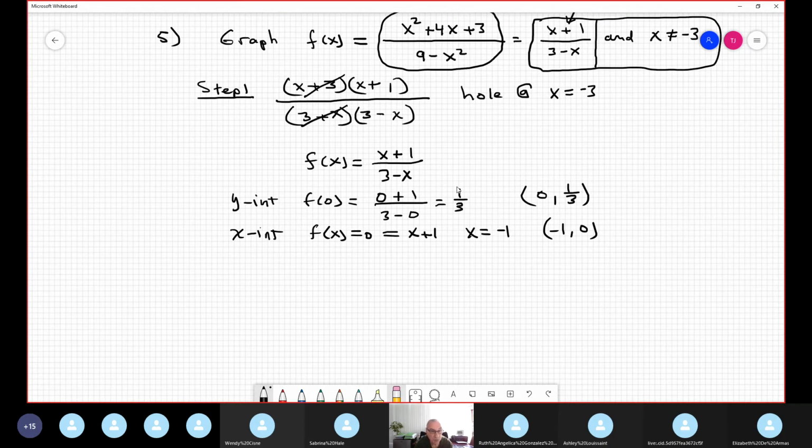Okay, this is step 2. This is step 3. Step 4 is always the vertical asymptote. Remember, for the vertical asymptote you take the denominator equal to 0. Now it's different: 3 minus x equal to 0. Therefore, x equals 3. Just at x equals 3, we have a vertical asymptote.